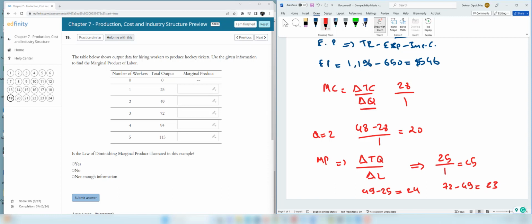And we can see in this example there is diminishing marginal product because it starts with 25. The first labor adds 25 units, the second 24, and the third 23. As you see, the additional output that each worker produces decreases. Therefore, we can see the law of diminishing marginal product in this example.